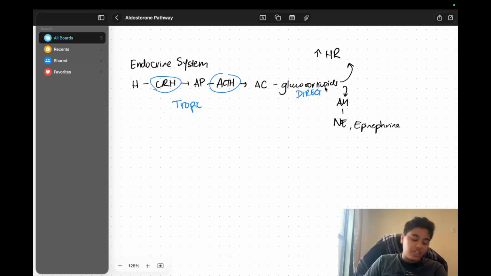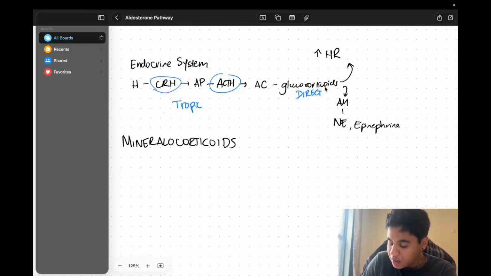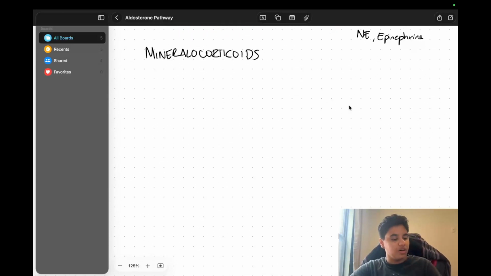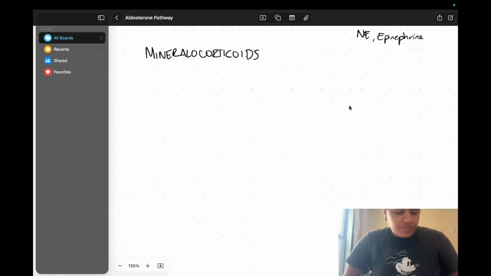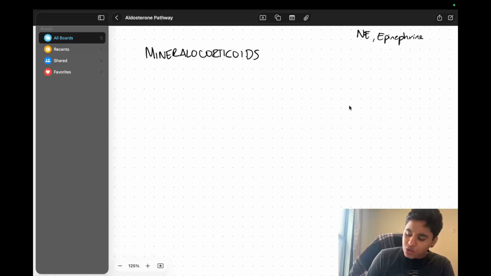So then I also mentioned that the adrenal cortex also releases something called mineralocorticoids. But I didn't talk about it because this really isn't in the control of ACTH. It's not really in the control of the HPA axis at all. There are some aspects of it that is, but as far as the MCAT goes, it's not really in the control of the HPA axis. So mineralocorticoids, their primary function is not really stress, but rather salt and water homeostasis.